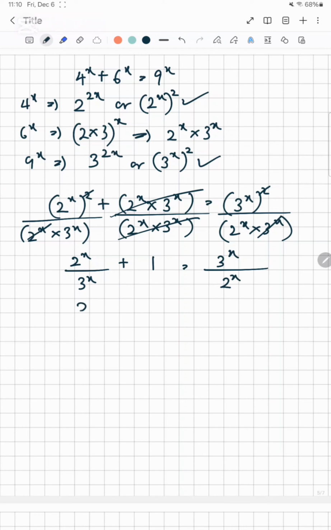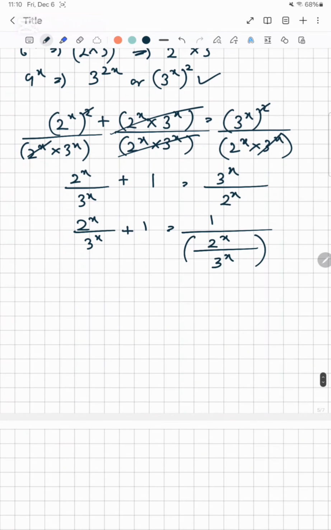So now I can rewrite this as 2 to the power x over 3 to the power x plus 1 equals 1 over 2 to the power x over 3 to the power x. So I just took the reciprocal, because now I can take a substitution. Y equals 2 to the power x over 3 to the power x, because this is complicated, right? So we use a substitution. So you can write y plus 1 equals 1 over y.